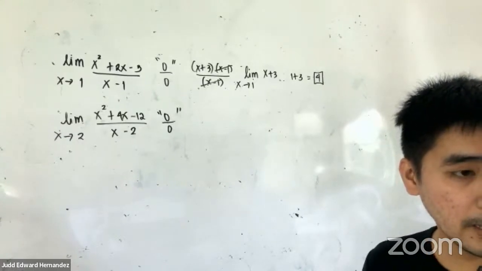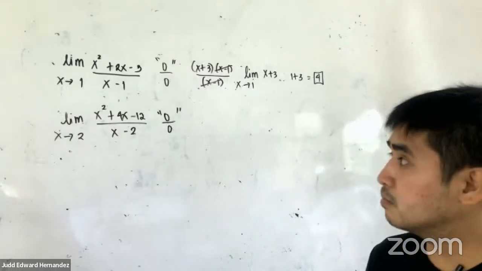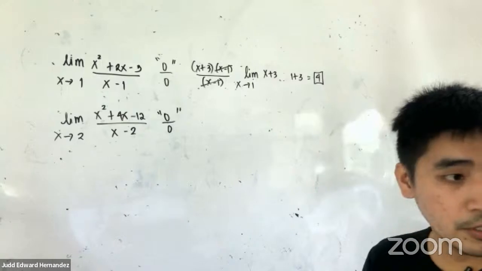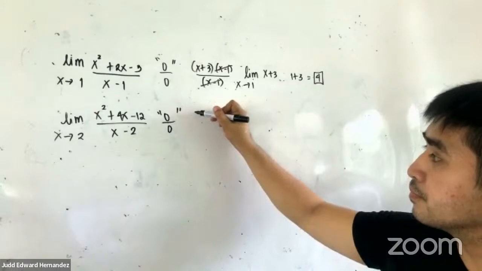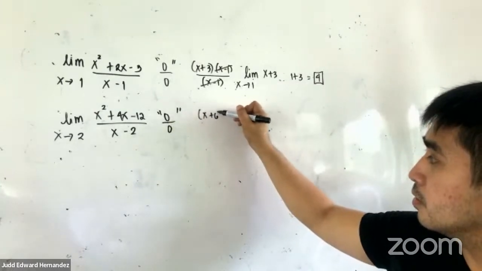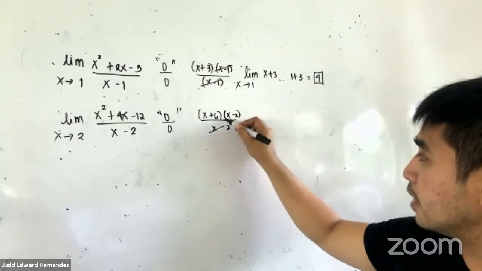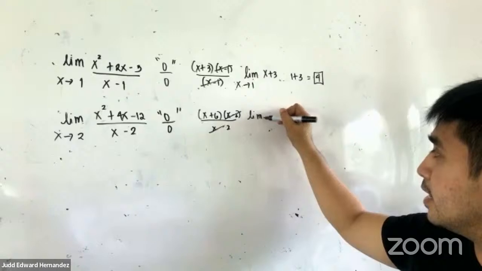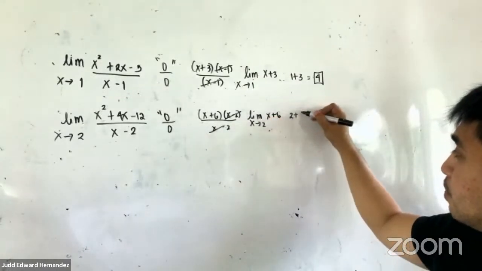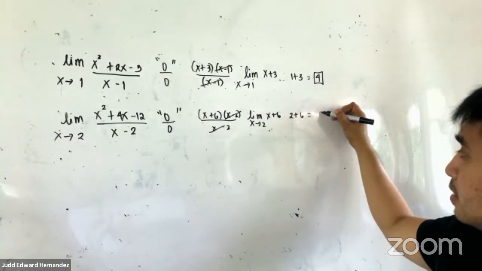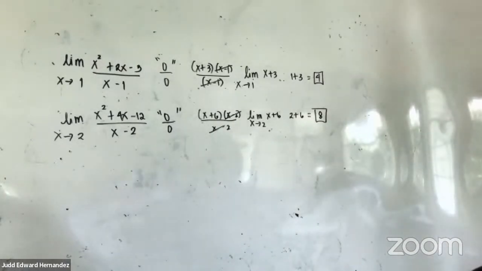Yes, Miss Ayesa? Could you please give me the solution? x plus 6 po, saka po x minus 2 po, over x minus 2 po. Okay, over x minus 2. Therefore, we will cancel out x minus 2. And this becomes the limit of x plus 6 as x approaches 2. Wherein this becomes 2 plus 6. Therefore, the answer is 8 po. 8. And that is the answer. Okay, let's have another.